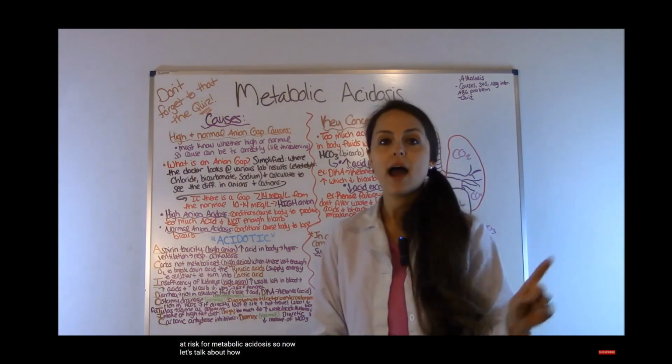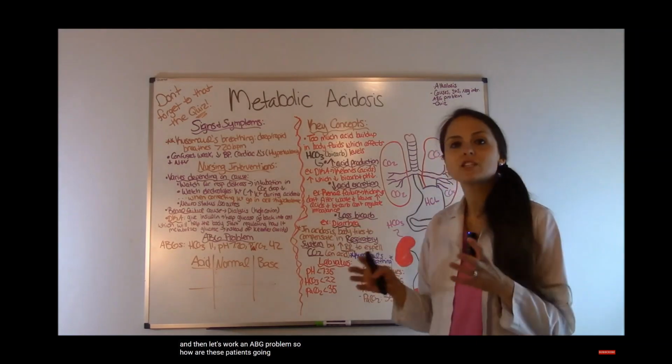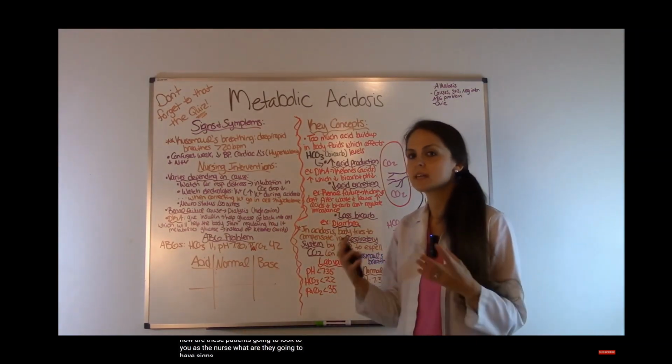So now let's talk about how your patient's going to look, the nursing interventions, and then let's work an ABG problem. So how are these patients going to look to you as the nurse? What are they going to have signs and symptoms wise?